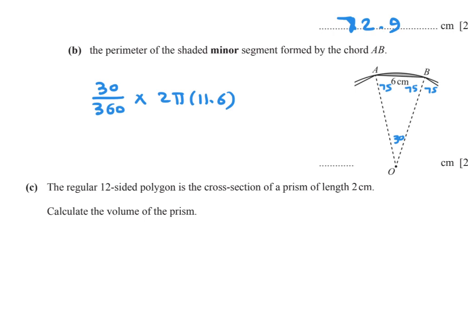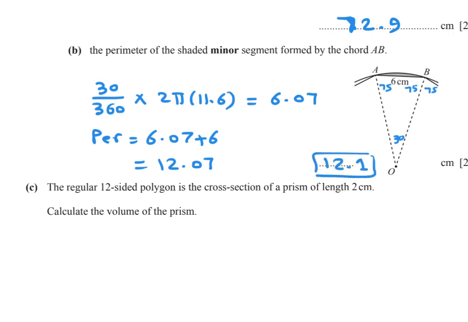This is the length of the arc, which equals 6.07. Now to find the perimeter, 6.07 plus 6 centimeters equals 12.07. So approximately 12.1 to 3 significant figures.